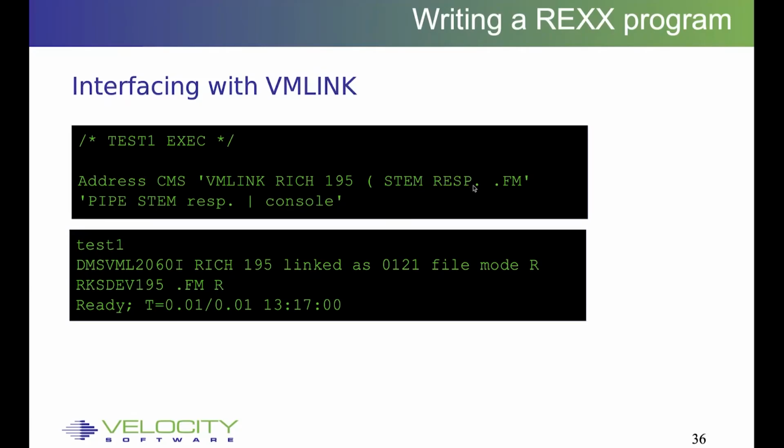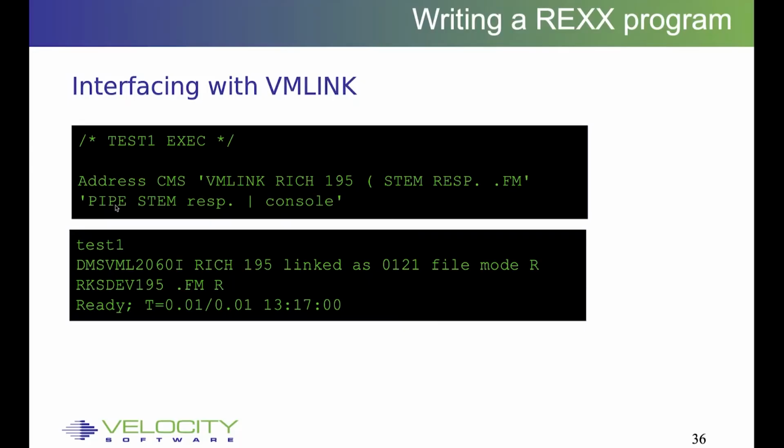It doesn't have to be RESP. That's just what I typically use. It can be any stem name. And .fm is a tag that says return the file mode. There are a lot of different tags that you can pass to vmlink to get information about what it does.